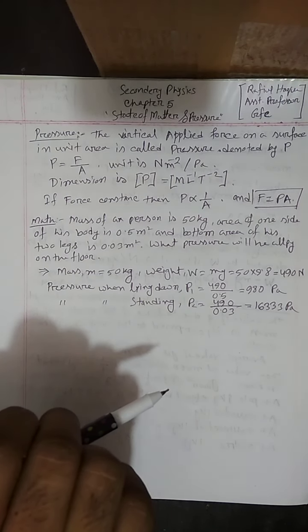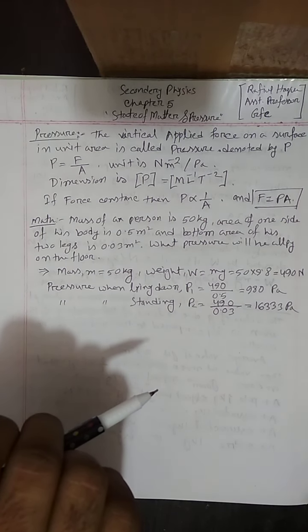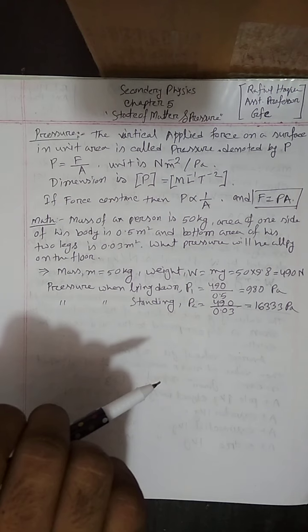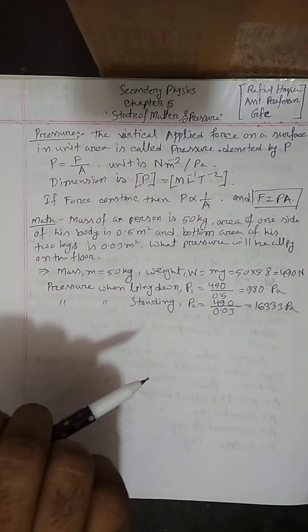This is also true in the case of a knife. The sharp edge is narrow, so it can apply more pressure and it is possible to cut easily. Another name of the unit of pressure is Pascal. We have told you that when 1 Newton force is applied on an area of 1 meter square, we get 1 Pascal.